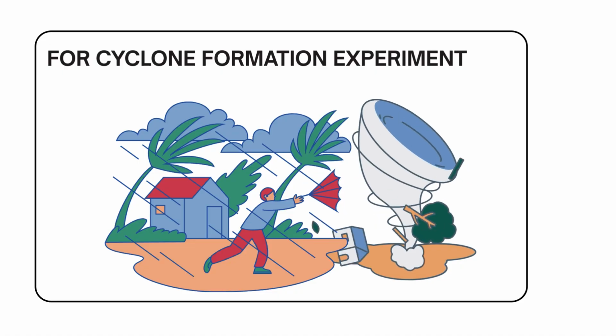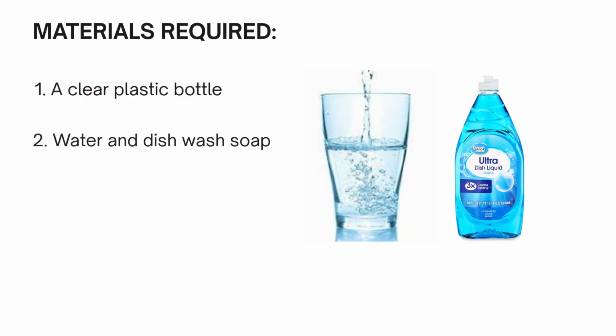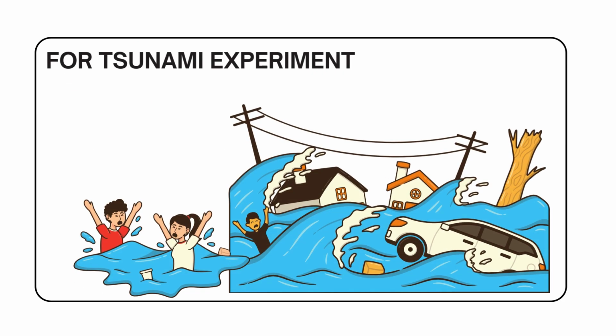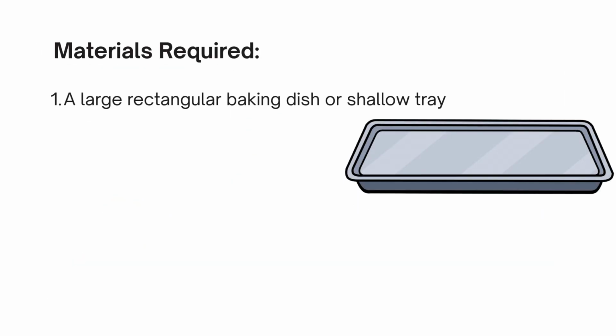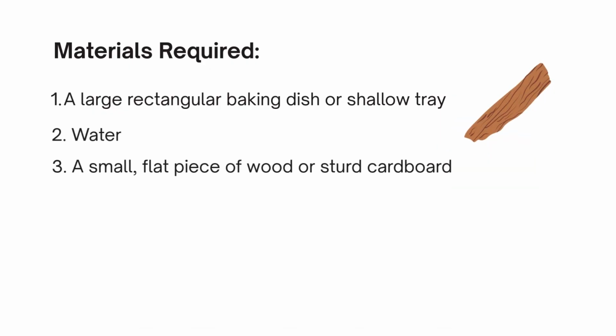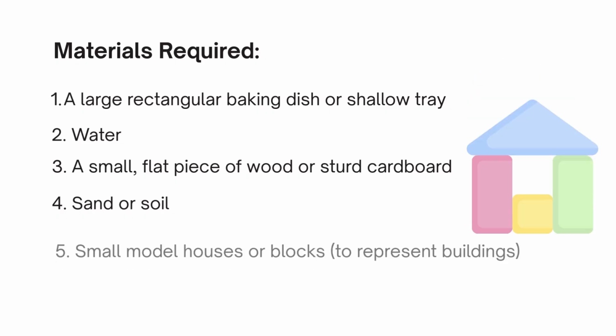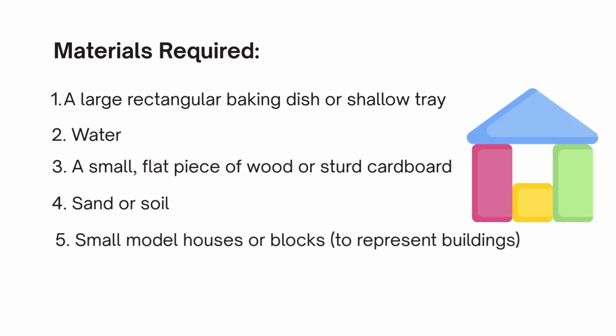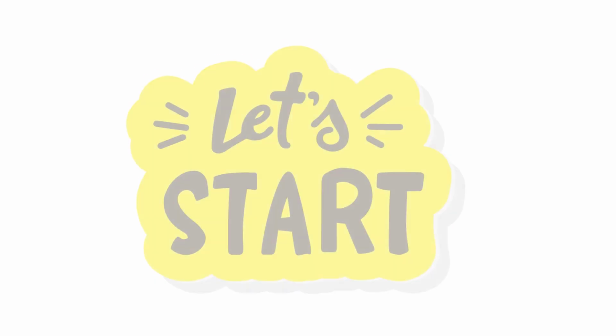Materials for cyclone formation experiment. Clear plastic bottle allows you to see the movement inside. Water and dishwash soap create a swirling cyclone effect. Materials for tsunami experiment. A large rectangular baking dish or shallow tray. Water. A small, flat piece of wood or sturdy cardboard to act as a wave generator. Sand or soil. Small model houses or blocks to represent buildings. Let's get started.